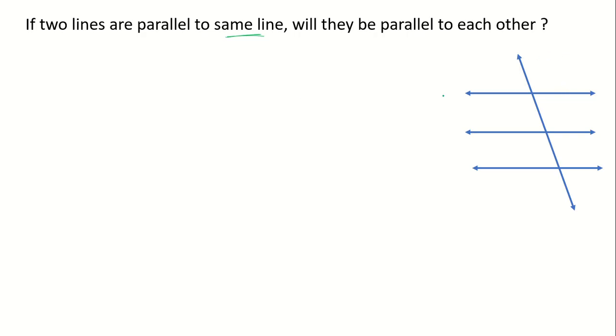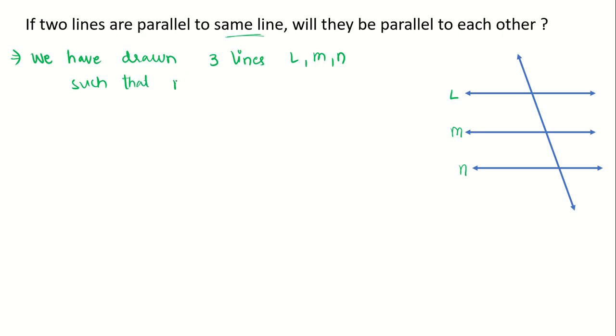Now, let us check this theorem. First, we have drawn three lines. Okay. So, these are three lines. Let this line be L, let this line be M, and let this line be N, such that line M is parallel to line L and line N is parallel to line L.